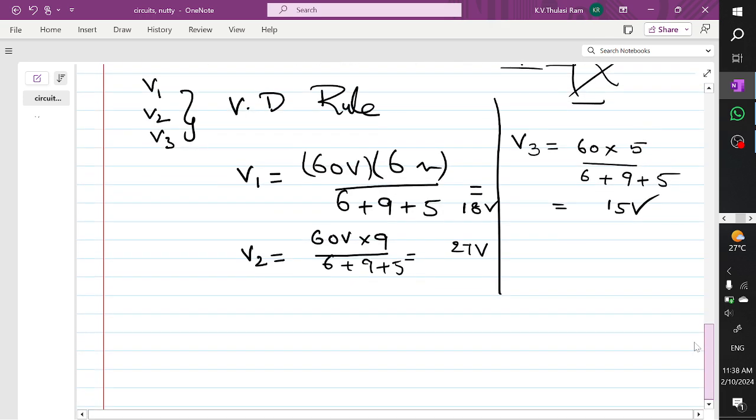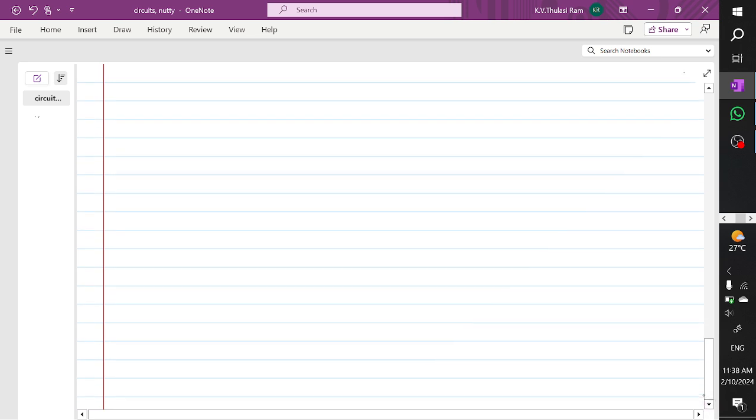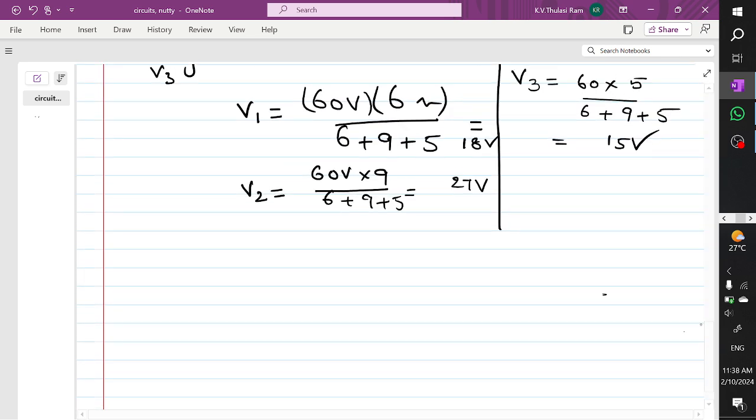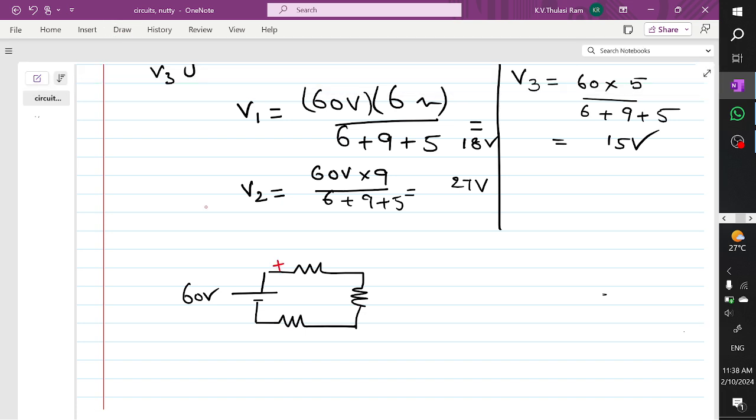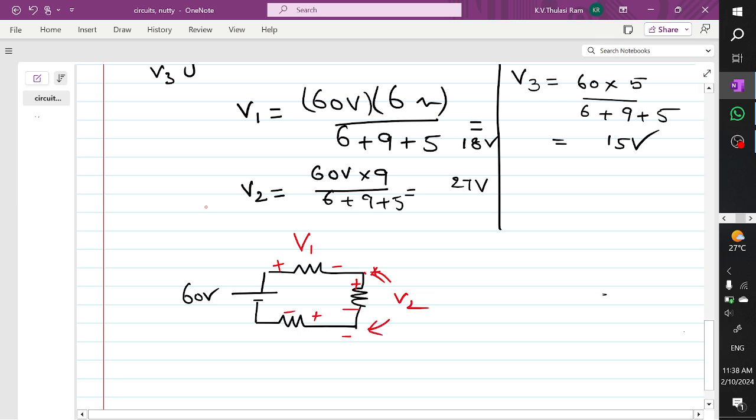Now let's try to cross check the things. The given source voltage is how much voltage? 60 volts, and a resistor is given, we already found that value, and one more resistor is given, and one more resistor is given. We already labeled this as positive, negative, positive, negative, positive, negative. And what is the voltage developed here? V1. And what is the voltage developed here? V2. And what is the voltage developed here?